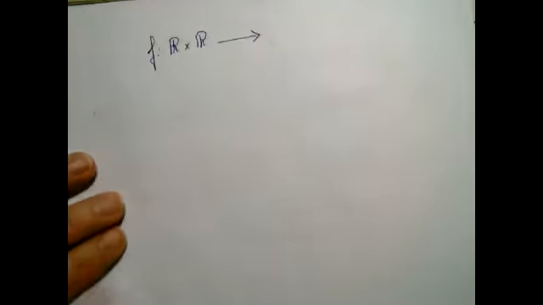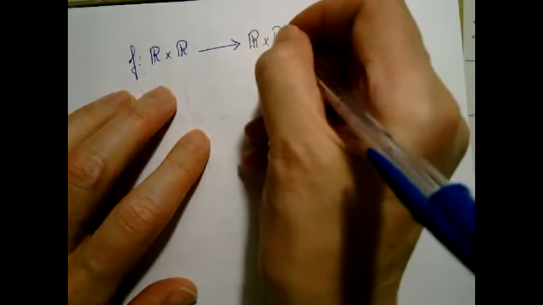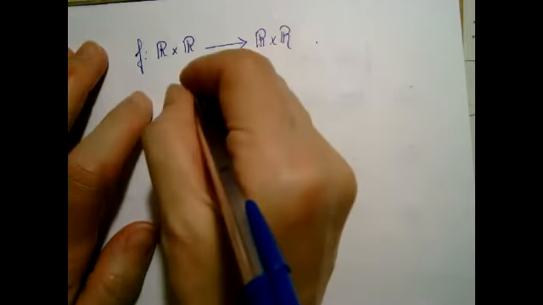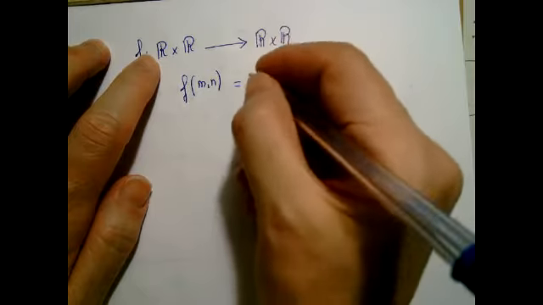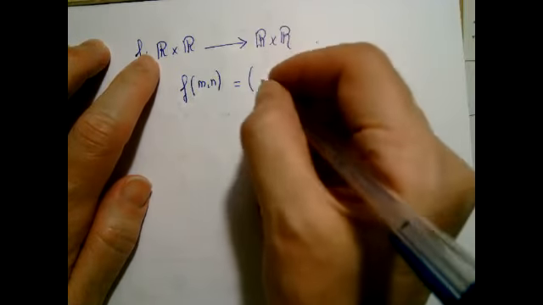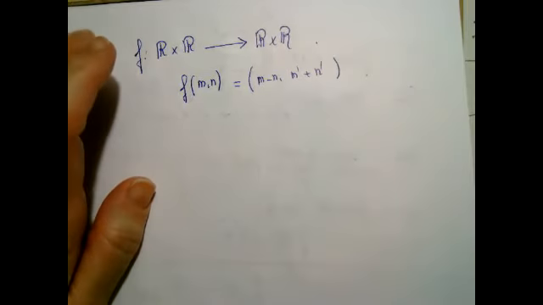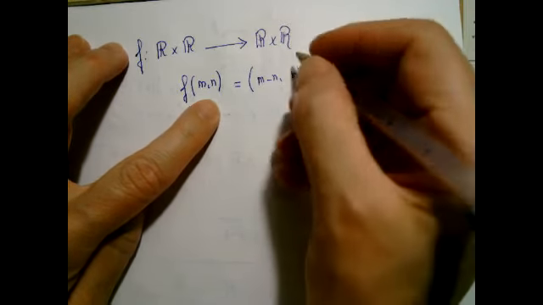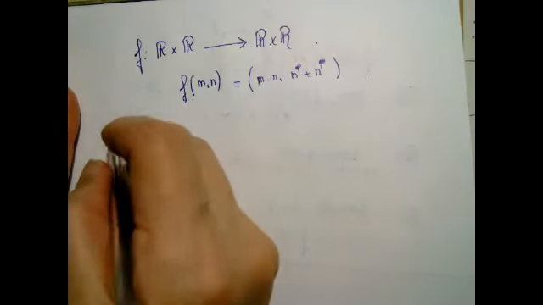All right, so with this in mind, let me go back to this problem. Let F be a function from R cross R, the Cartesian product, to R cross R, and it's defined as follows. Remember here, the input is an ordered pair. My output is an ordered pair. So I'm going to send m, n to m minus n, m plus n. Question number 1 is: show F is 1-to-1.